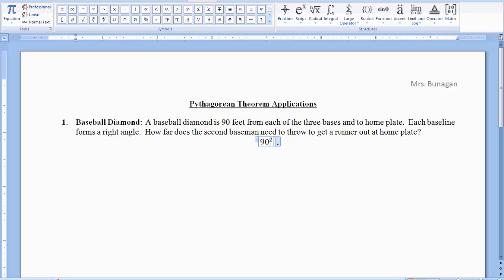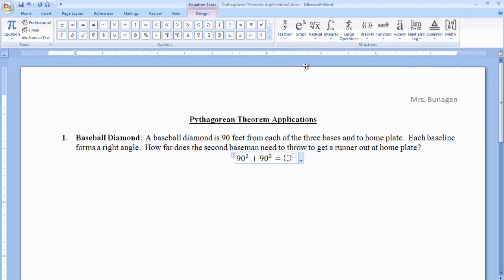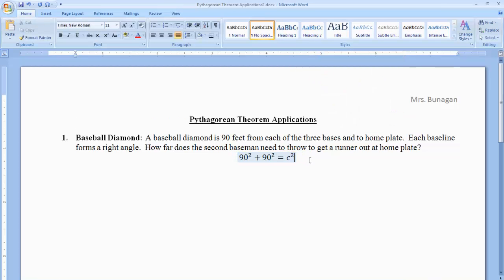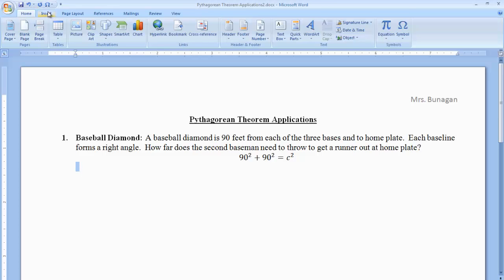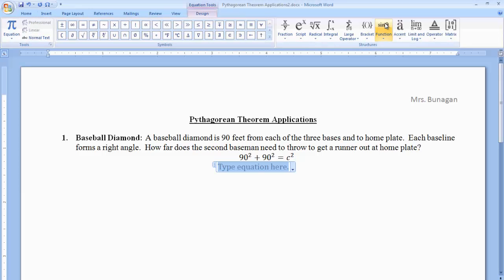Press the right arrow key to get out of the exponent box. Put an addition symbol and create another exponent square. Right arrow, equal sign, and one more exponent block to put in c squared. When I see equation tools on top, it usually means I need to double click out of it before it will allow me to insert another.